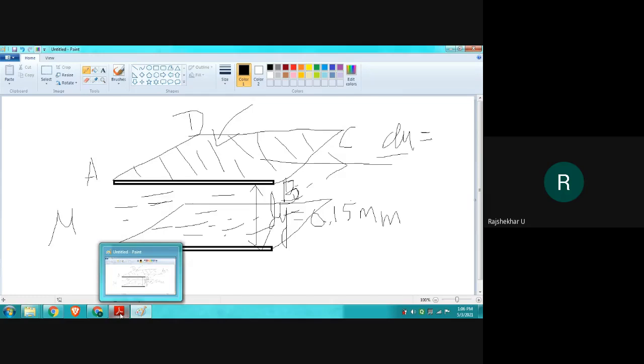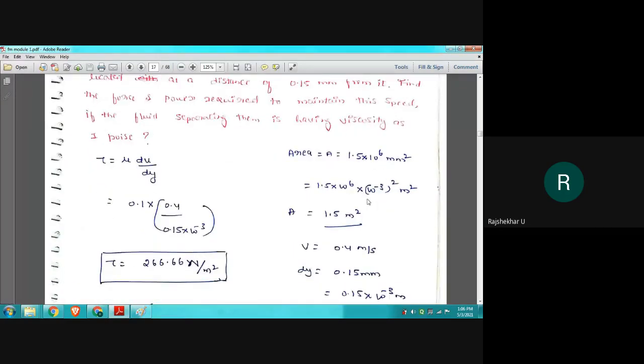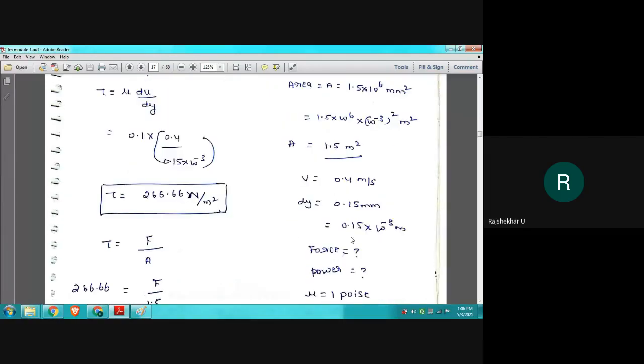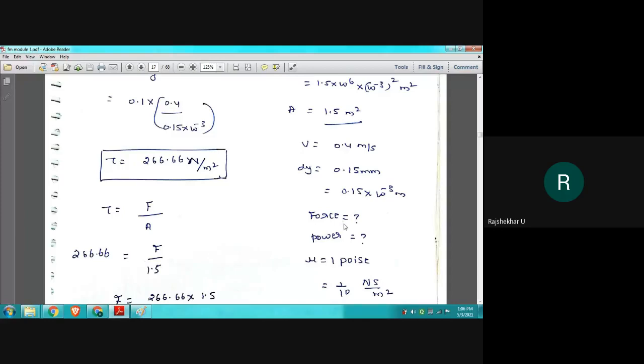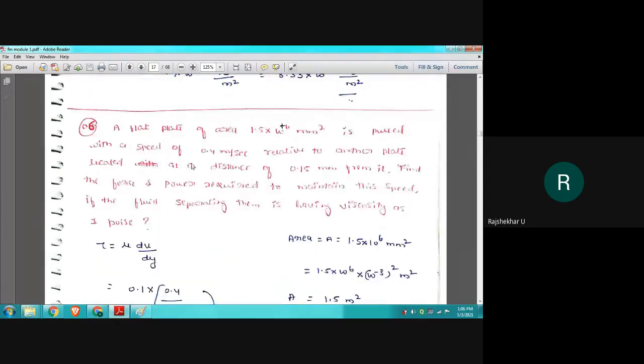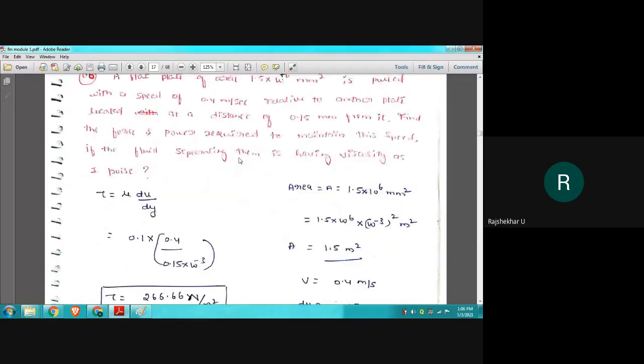Okay, so area is converted. After conversion, area comes out to be 1.5 meters square. Dy is 0.15 into 10 power minus 3. We are trying to find out the force required to pull the plate when the relative velocity between the plates is 0.4 meter per second. Du is 0.4 meter per second. For this case, we have to solve the problem.